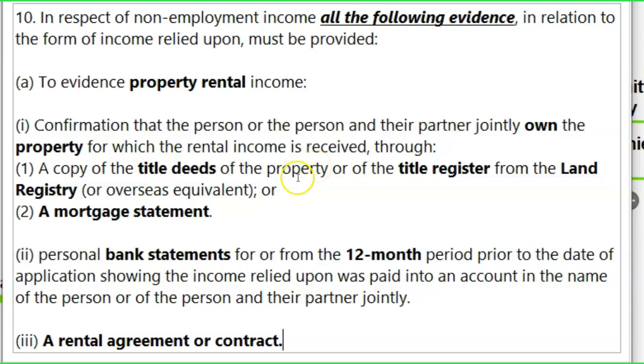And the second piece of evidence which you may provide when relying on property income as your non-employment income can be mortgage statements. And then we have personal bank statements. I draw your attention here that it's 12 months, it's not 6 months, it has to be for the past 12 months. And also you'll need to provide a copy of your rental agreement.